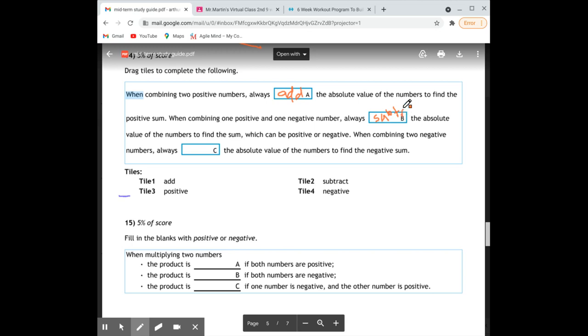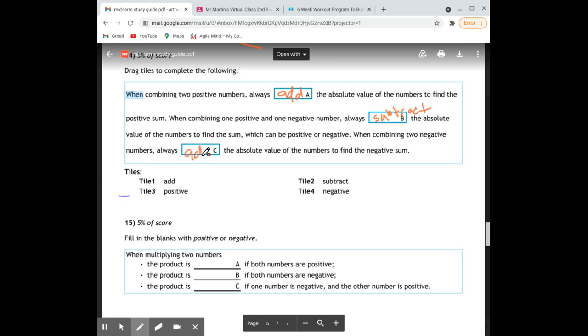All right, and our last one. When combining two negative numbers, always blank the absolute value of the numbers to find the negative sum. Subtract. What did we do earlier when we combined two negative numbers? They had the same sign, so what did we do? Added them. That's right. So that's what we do. We add.